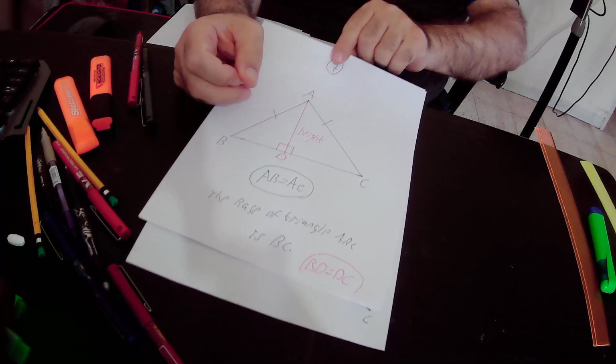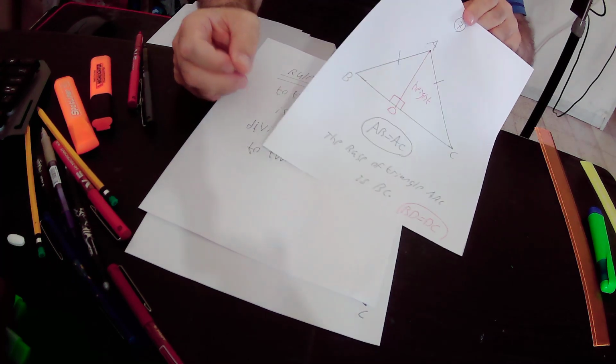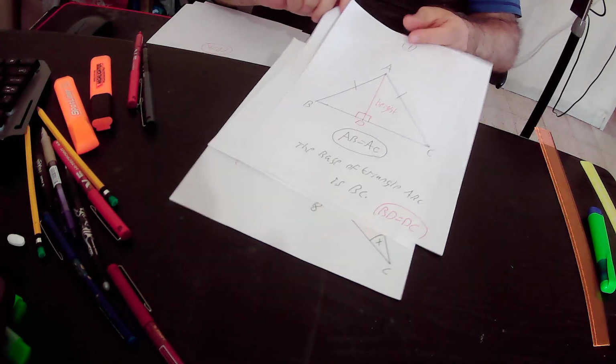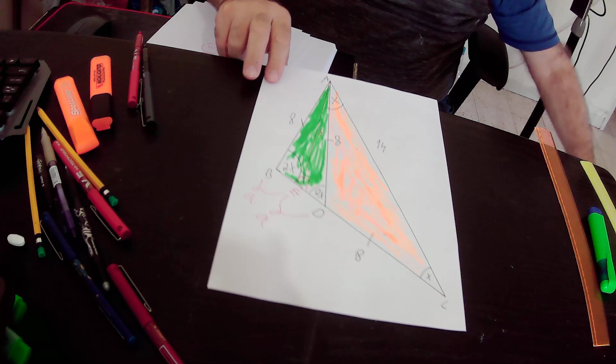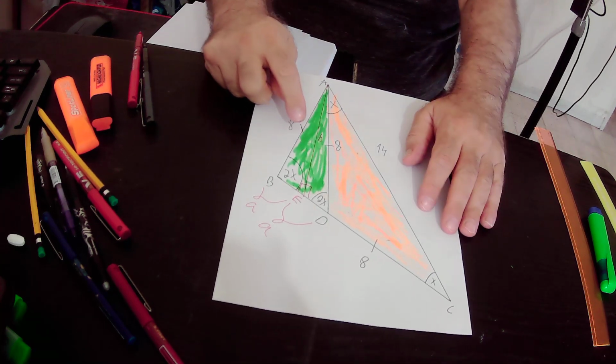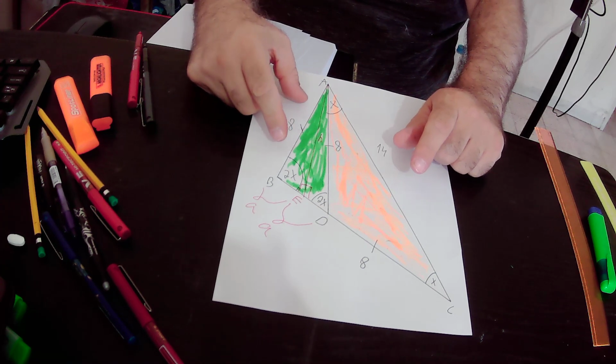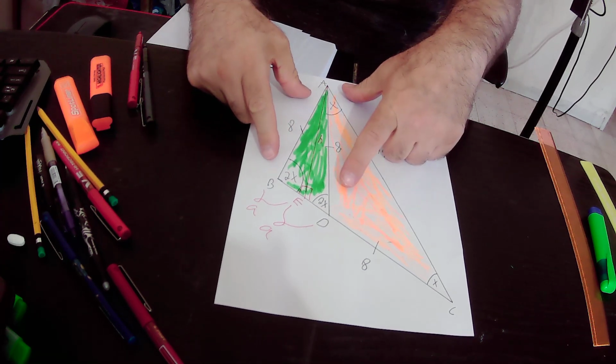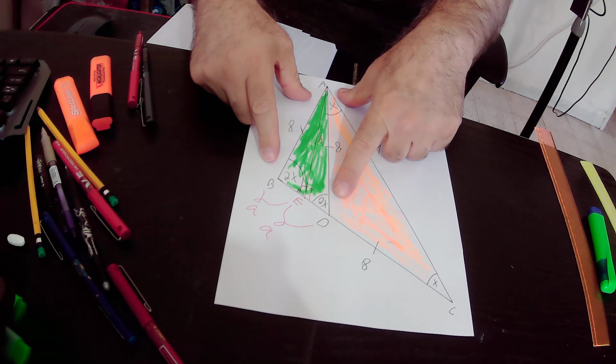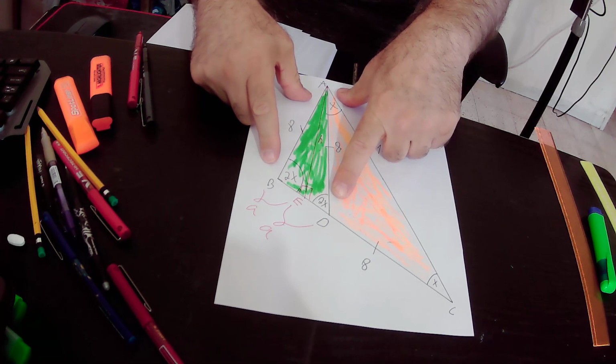Okay, so we actually can implement rule number 3 in our green triangle ABD, that is an isosceles triangle, because AB equals AD. Therefore, the green triangle is an isosceles triangle.